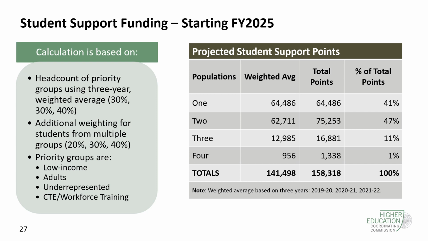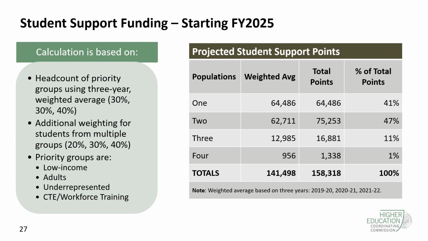And it's weighted so that 30% of 1 year, 30% of the second year, and 40% of the most recent year is used. So we essentially overweight the most recent year of data and then go back an additional 2 years beyond that. Additional weighting will be added for students from multiple groups, 20% for students in 2 groups, 30% for students in 3, and then 40% for students in 4 groups. Again, the priority groups are low-income students, adults, underrepresented students, and students taking CTE or workforce training.